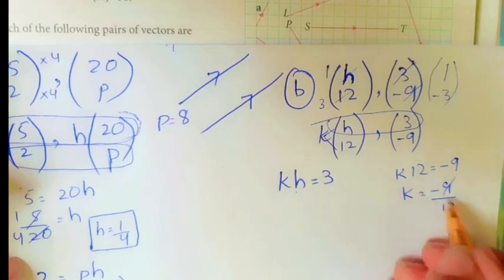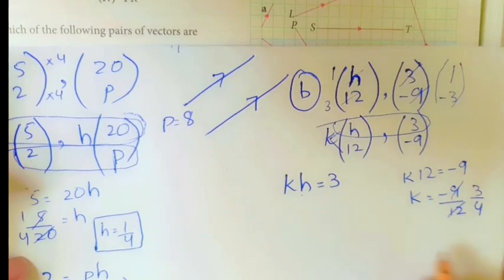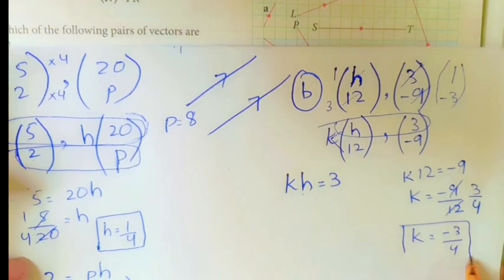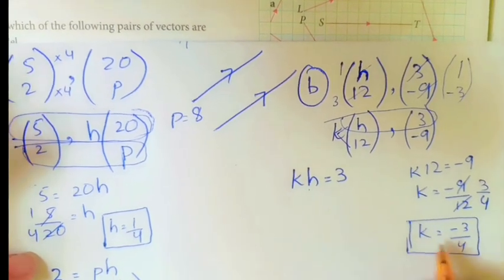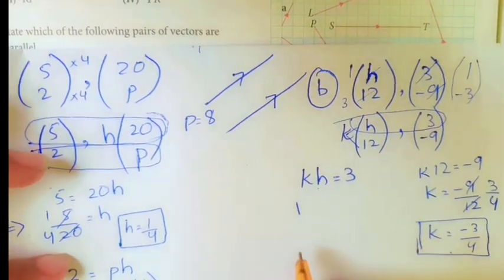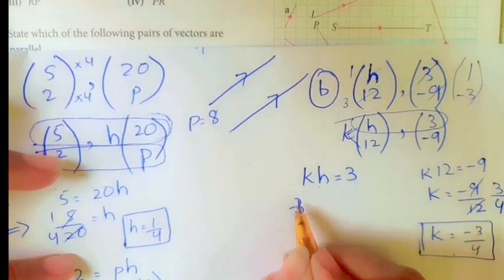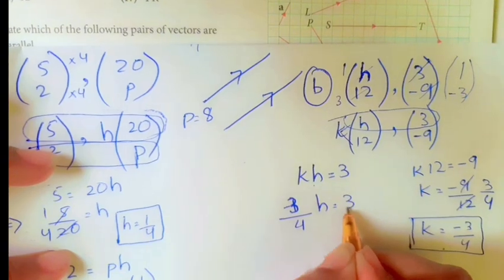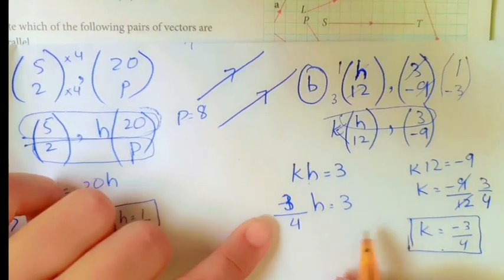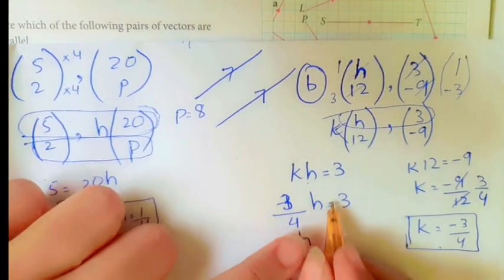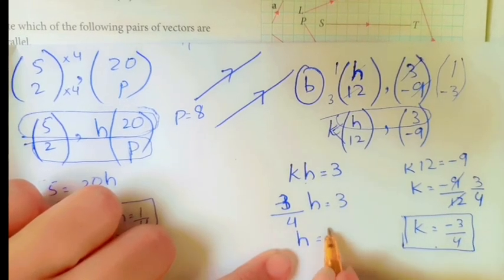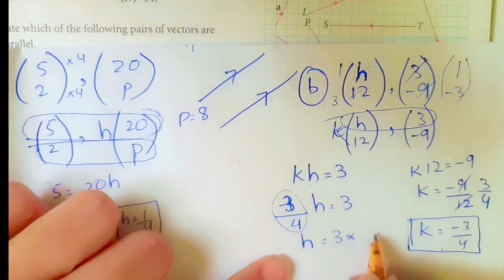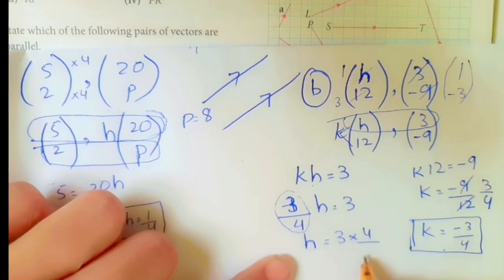upon 12. If we simplify, we get 3 upon 4. So the value of k is -3 upon 4. Now I'm using this value over here. k is -3 upon 4, h is equal to 3. So if we shift over here, h I'm writing as it is, equal to 3, and the -3 upon 4 would be shifted to this side, so it would be 4 upon -3.